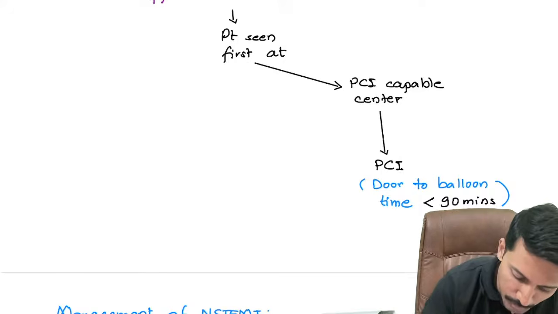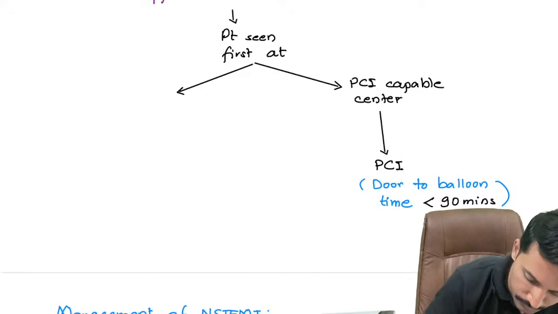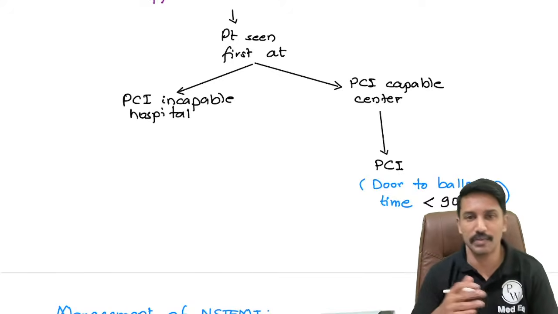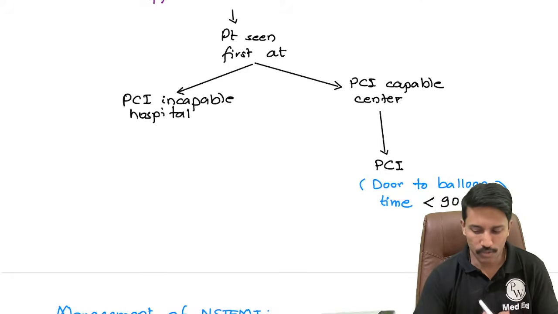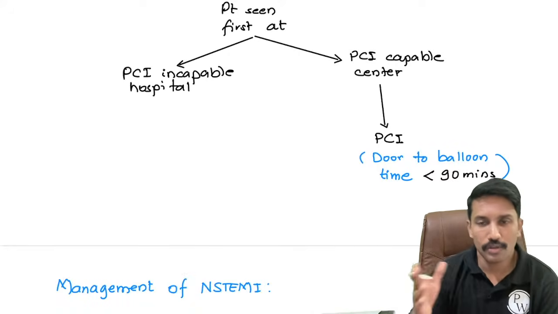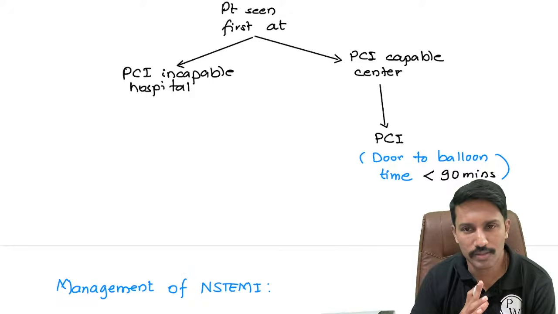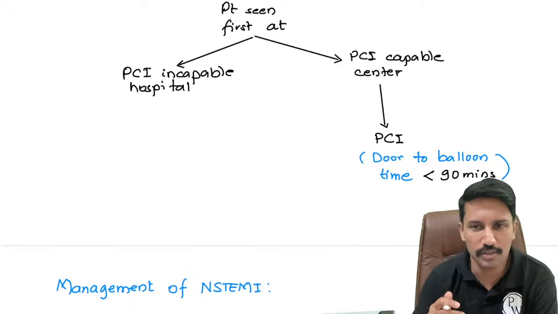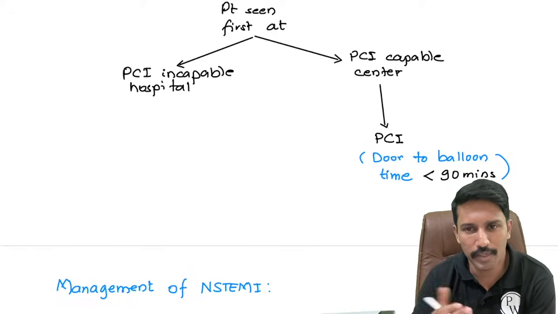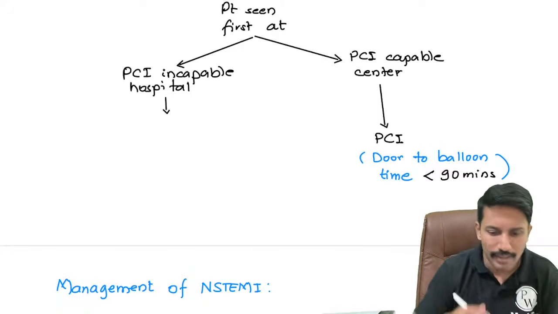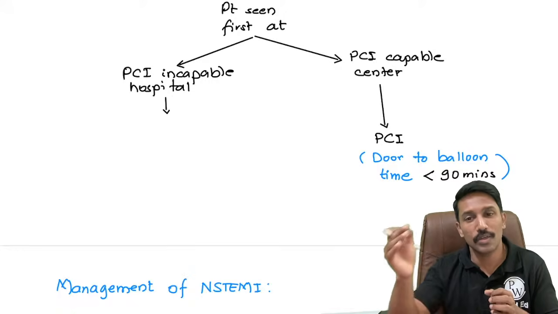So if the patient lands up in a PCI incapable hospital, where either the cardiologist is not there, or the cath lab is not there, or the doctor himself is not there, what should I do? Should I refer for angioplasty or do the thrombolysis? I already know angioplasty is better than thrombolysis. Ideally, we should be doing the best for the patient, not something which is inferior. But I don't have the capability. What should I do? Here the decision depends on, if I refer, how much time it will take for the patient to reach a cath lab.